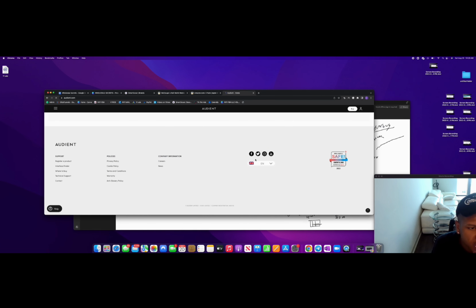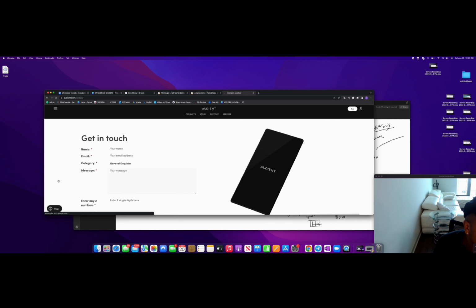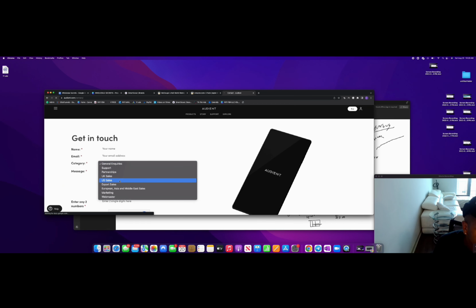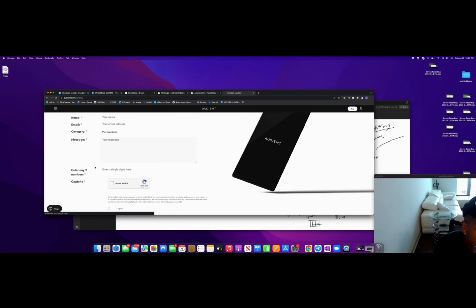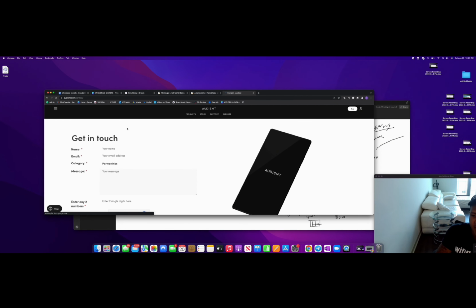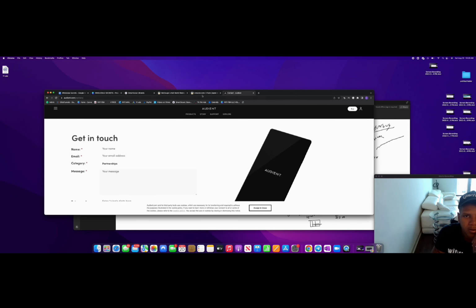Don't want to buy. Go to the bottom. Register a product. Contact. Boom. So partnerships, your name, email. Hey, I'm the sales manager at russelltrade.com. I seen you guys sell music stuff, and I want to open up a wholesale account with you guys. Okay.